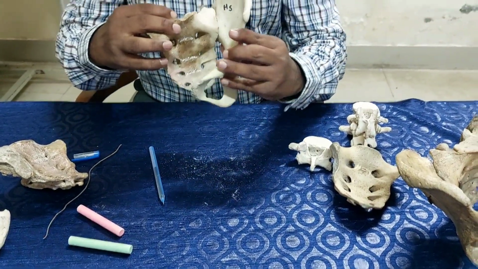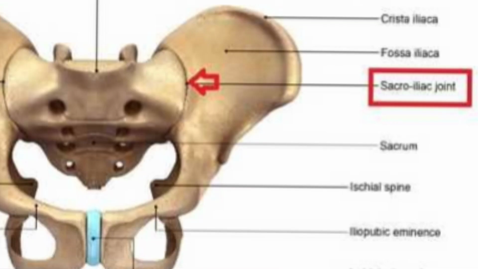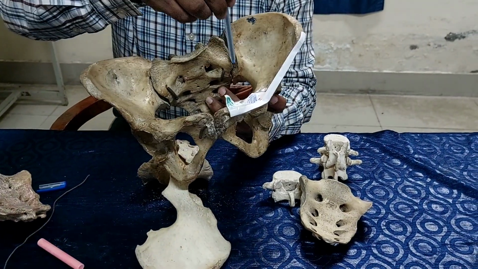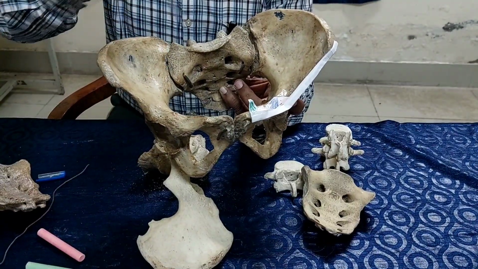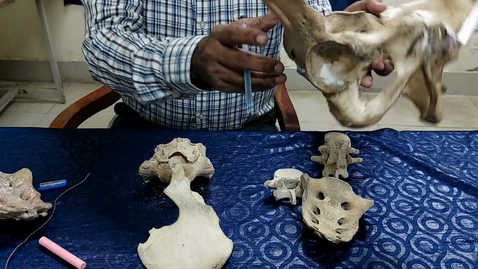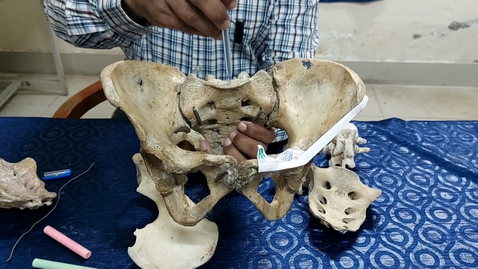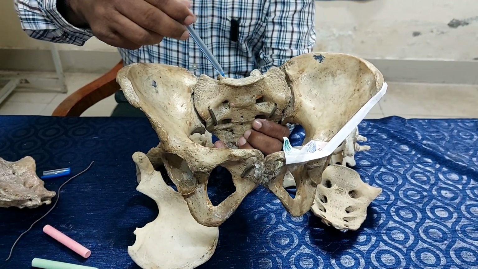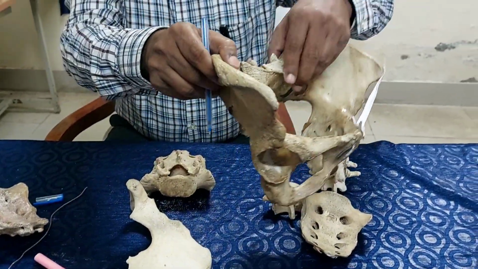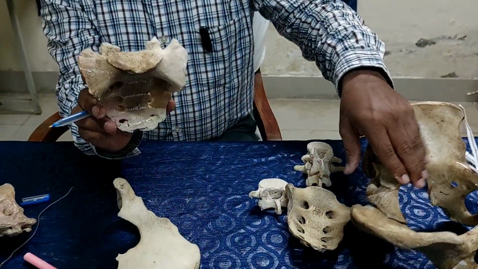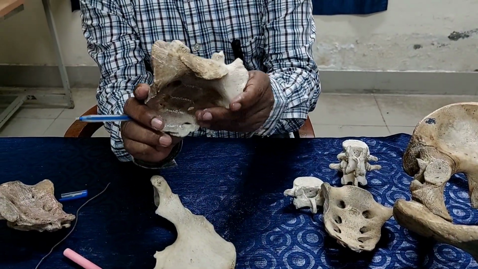That joint is called the sacroiliac joint. Here you see in the pelvis, this part is the sacroiliac joint. The sacroiliac joint is a plane type of synovial joint. And when weight is transmitted to the vertebral column, the weight from the sacrum transmits to the ilium through the sacroiliac joint. Because of this, the lower part of the sacrum does not bear the weight, so it becomes tapered downwards.